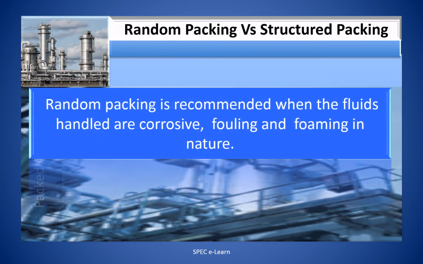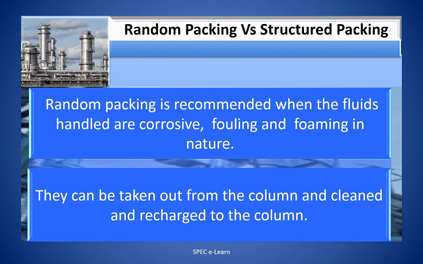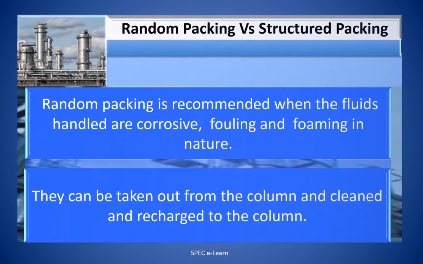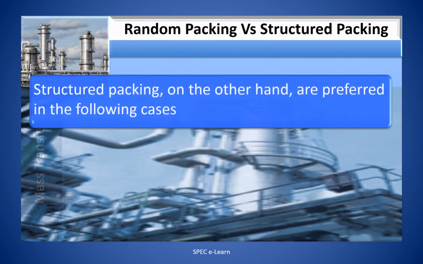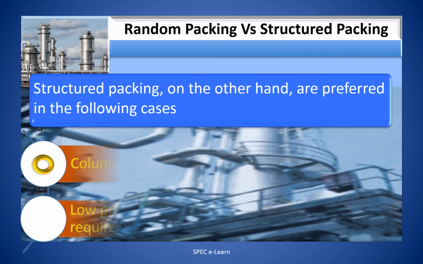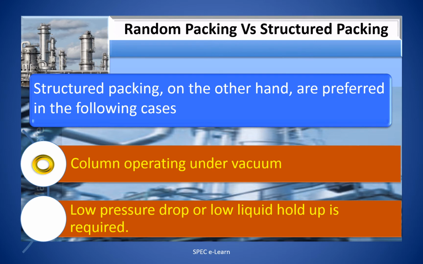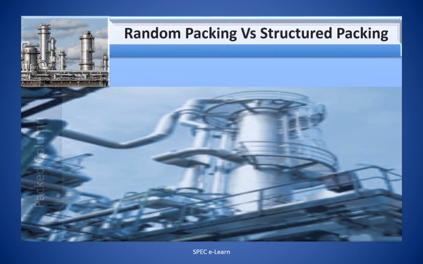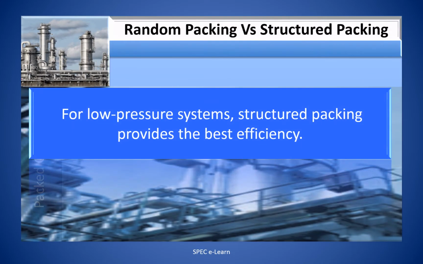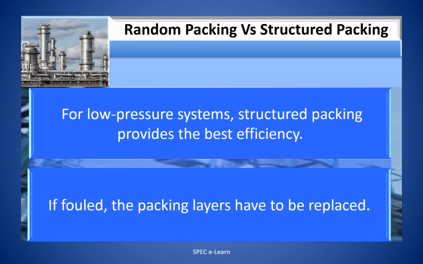Random packing is recommended when the fluids handled are corrosive, fouling and foaming in nature. They can be taken out from the column, cleaned and recharged to the column. Structured packing, on the other hand, is preferred in the following cases: when the column is operating under vacuum and when low pressure drop or low liquid holdup is required. For low pressure systems, structured packing provides the best efficiency. If fouled, the packing layer has to be replaced. There is no way you can clean the packing.